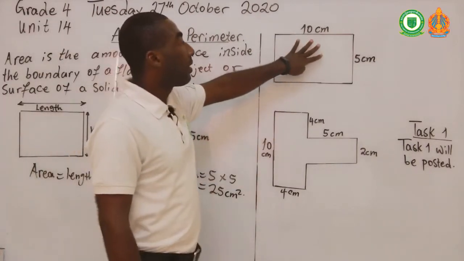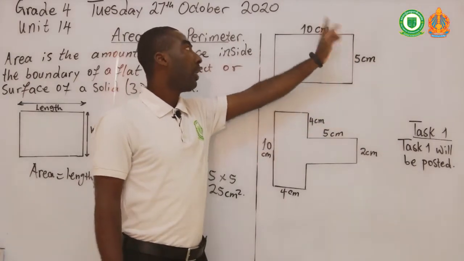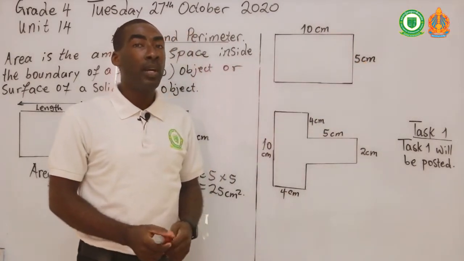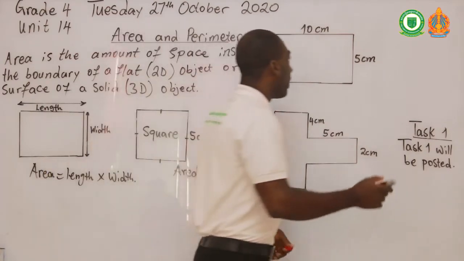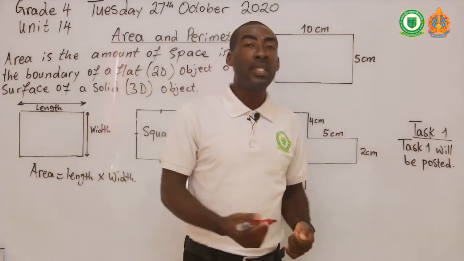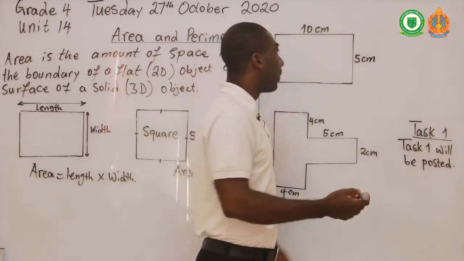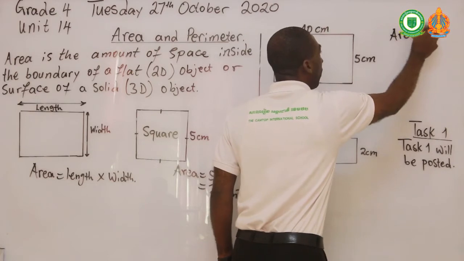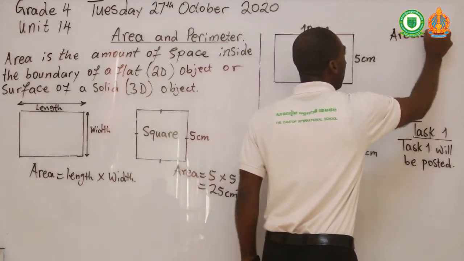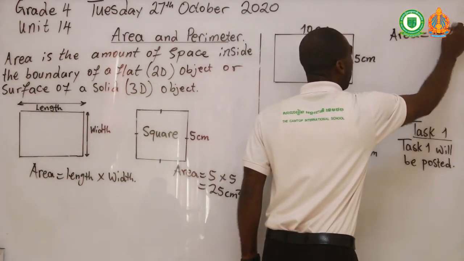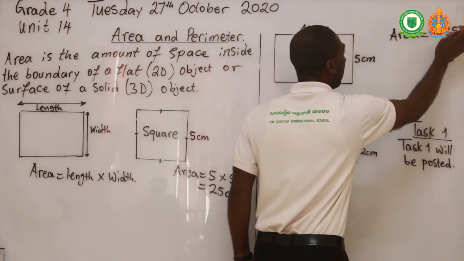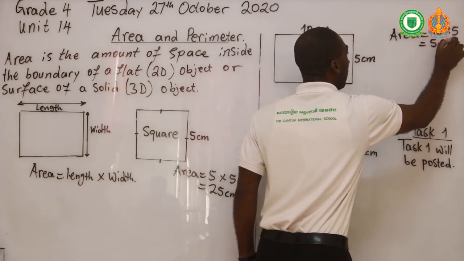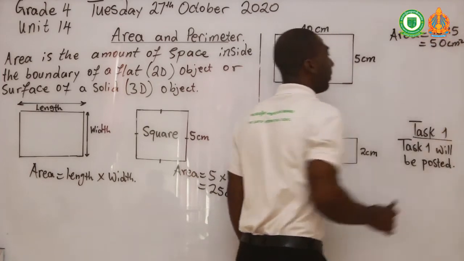Now, when you have a rectangle whereby your length is longer than your width, how do you calculate your area as well? The same way, we have to multiply our length with our width, okay? So with this, our area is also going to be equal to 10 multiplied by 5, okay? And that will be equal to 50 centimeters square.